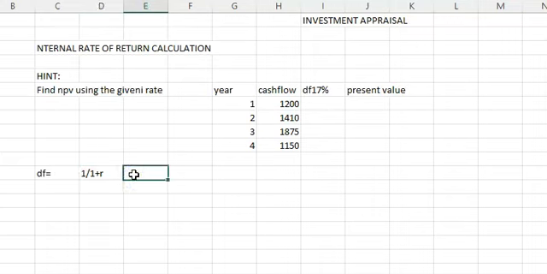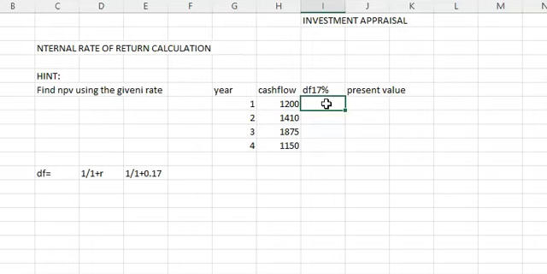So in our case we have 1 divided by 1 plus 0.17. When you compute that on the calculator, in year 1 we will get a discount factor of 0.854.